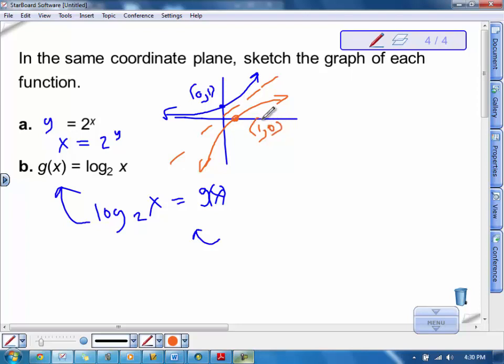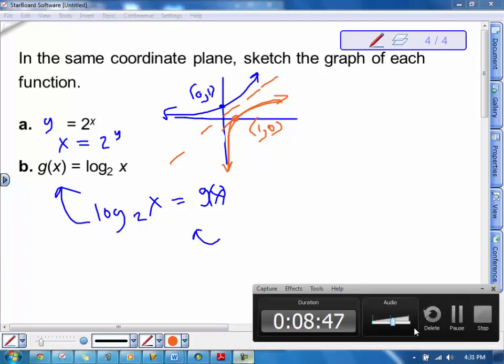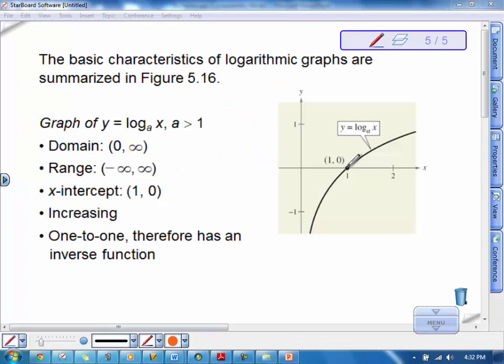So we can sketch this graph pretty easily. In fact, I'm sorry, I didn't draw this very well. It's going to have an asymptote of the y-axis, so it's like this. But it is the reflected image of the exponential function y equals 2 to the x. It's always going to go through the point 1, 0. The base will change the general shape of it, but it'll always go through this point. It'll always have an asymptote of the y-axis.